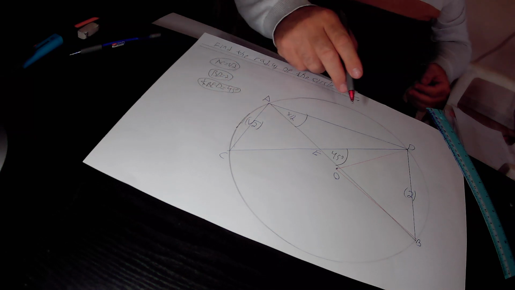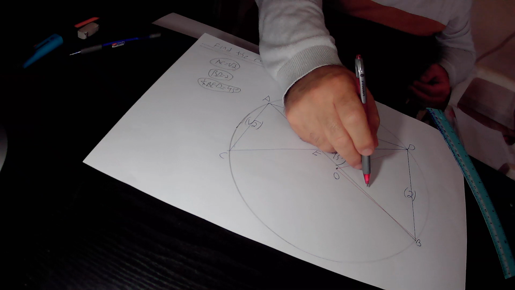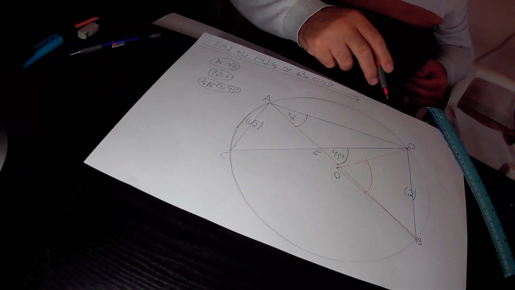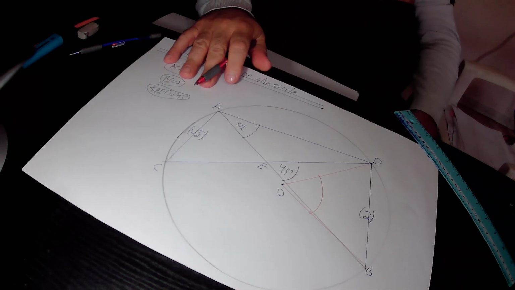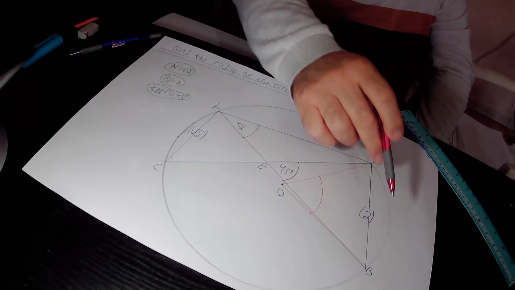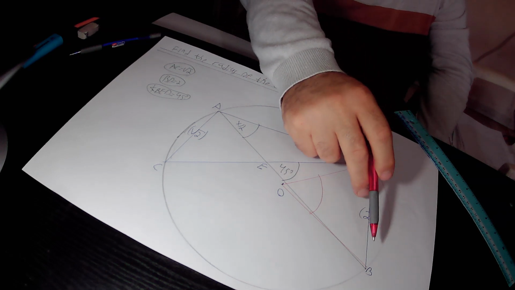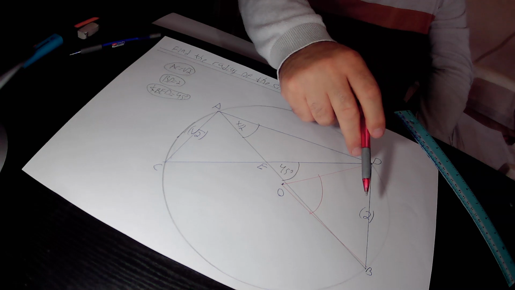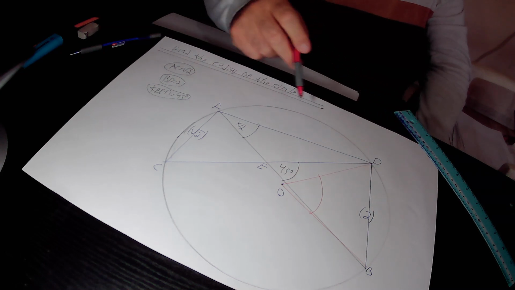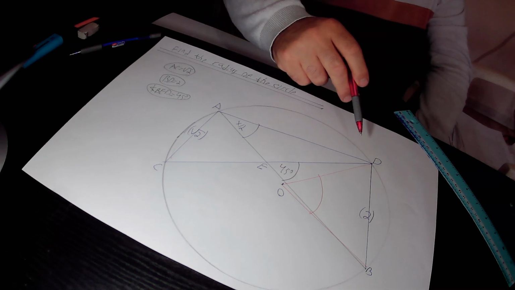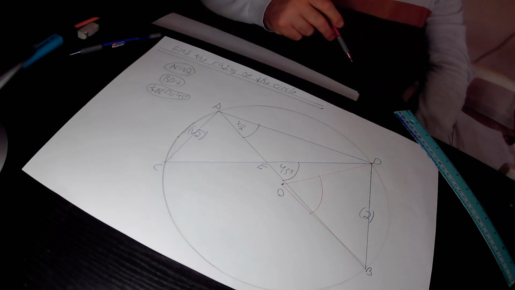By doing this construction, we get the center angle DOB. Center angle DOB subtends on chord DB, exactly like peripheral angle DAB, which also subtends on the same chord DB.